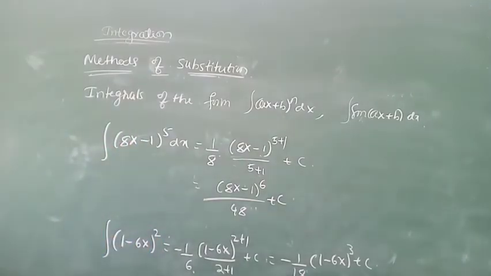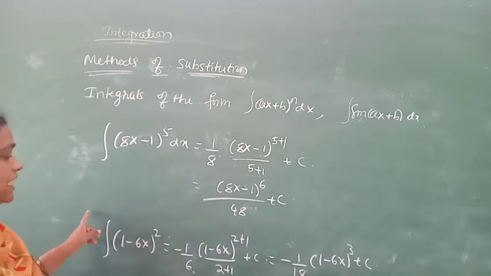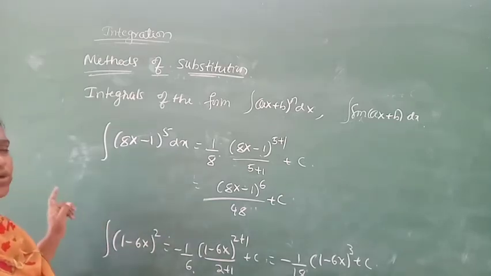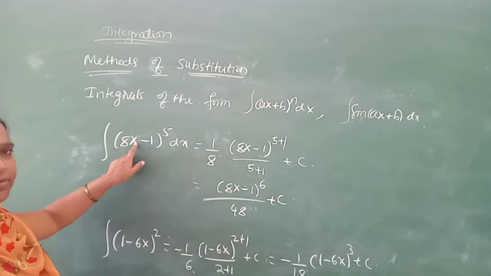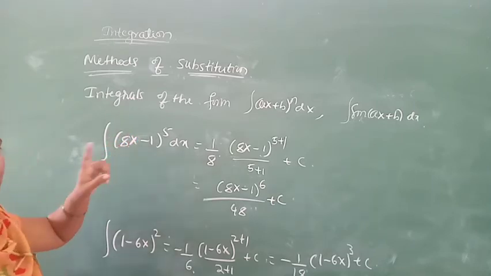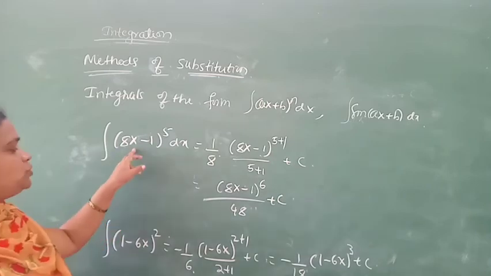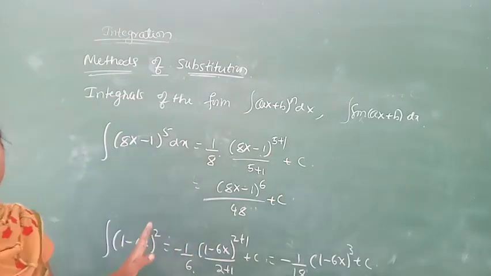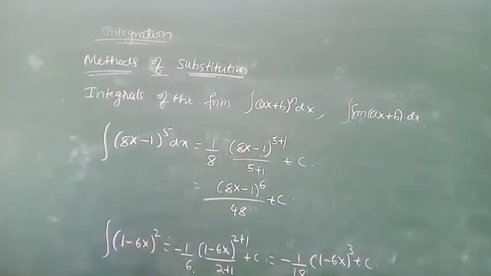Okay, in this way we can do so many examples. Either use method of substitution or else directly. This rule holds if and only if x is multiplied by some constant and compulsorily the power of x should be 1. If the power of x is 1, then only we can do it, otherwise not possible. Okay.